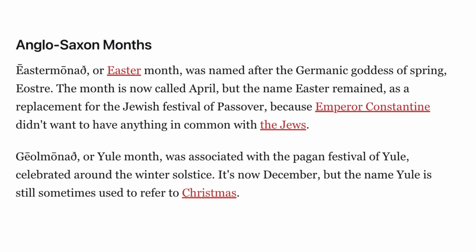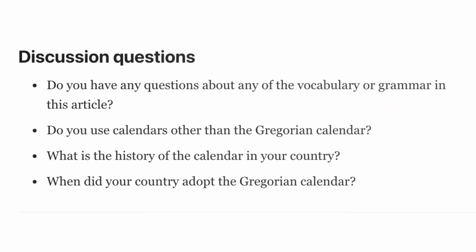Geolmonad, or Yule month, was associated with the pagan festival of Yule, celebrated around the winter solstice. It's now December, but the name Yule is still sometimes used to refer to Christmas.